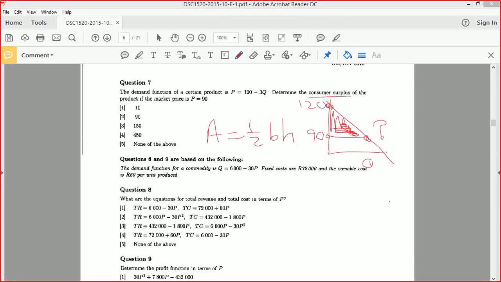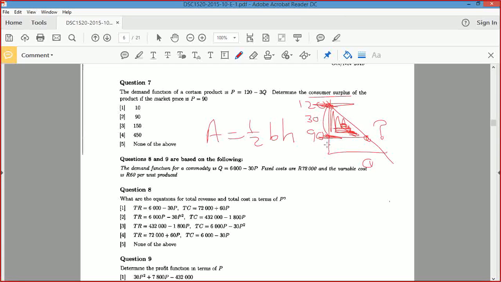Well, what's the base? What's the height? The base, I said 10. What's the height? 120. No. Why is it 90? It's not 90 either. So won't it be 120 minus 90? Yes, that's the height. The height is from there to there. So the answer's 510? No.